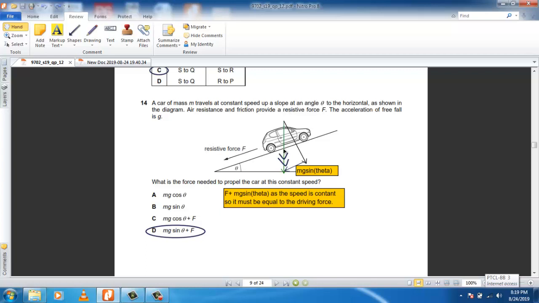The second force is due to the weight, which is mg sin theta. This angle is theta. You know that this angle and this angle are the same. So mg sin theta plus F is the force needed to move the car at constant speed. So it's D, mg sin theta plus F. It cannot be cos theta, because cos theta will be the other component, the perpendicular component. That's not possible. So it's D, 14D.